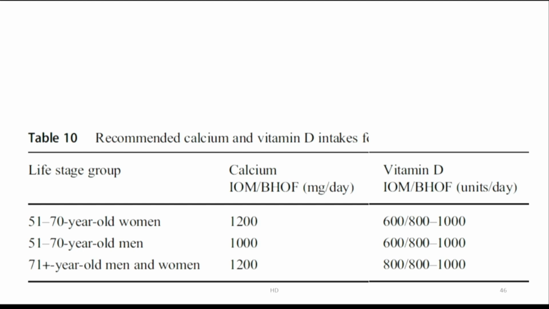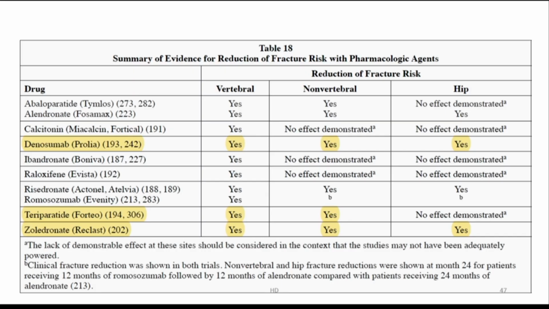Now for calcium, 1000 to 1200 is the total calcium required per day. It's not the supplementation alone, it's diet plus supplementation that should be 1000 to 1200. So if the patient is getting 500 milligrams from the diet, the remaining 500 milligrams we can give as a supplement.